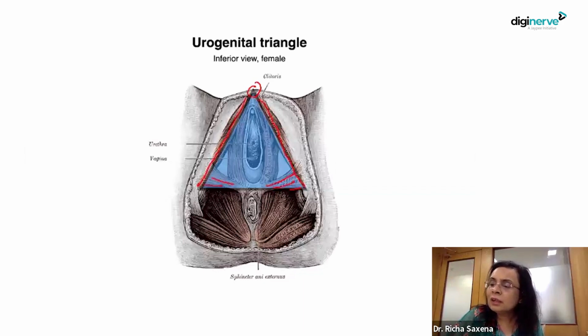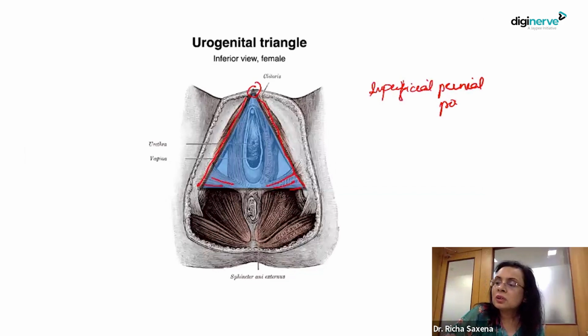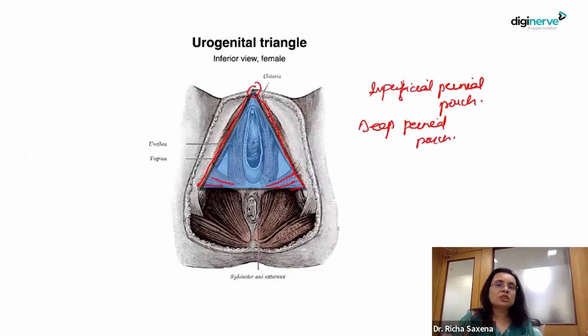And the inferior boundary is formed by the perineal membrane. And that divides the urogenital triangle into the superficial perineal pouch and the deep perineal pouch. Again, the structures through each of these pouches are also important, so make sure you know them before your exam.